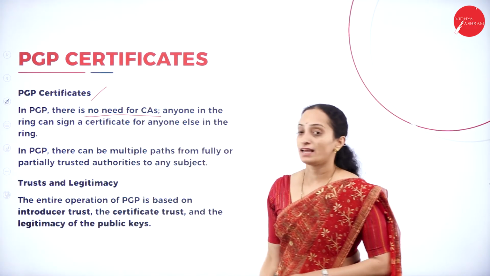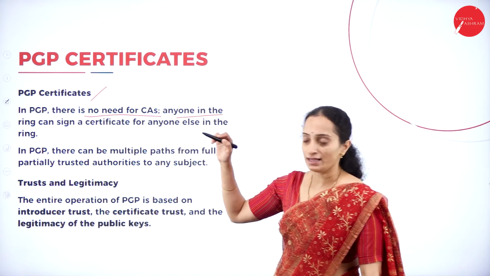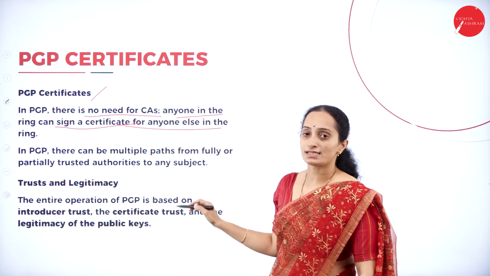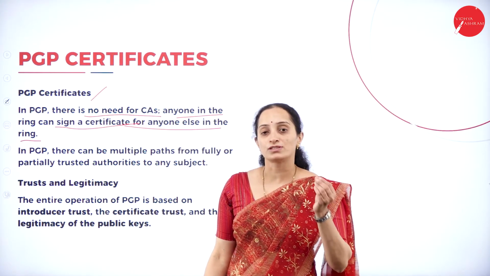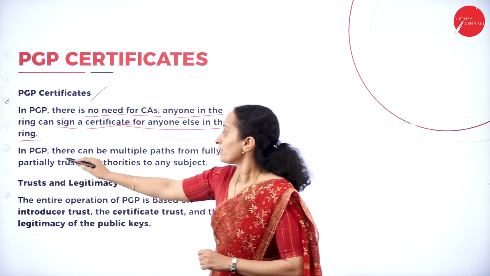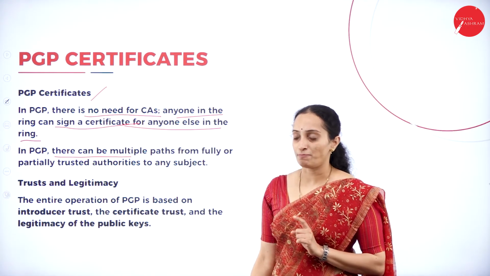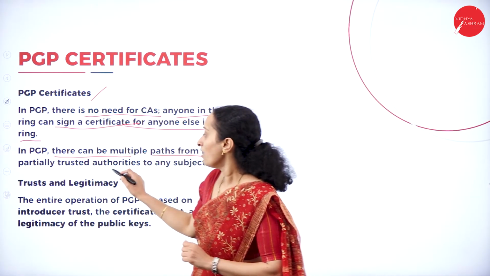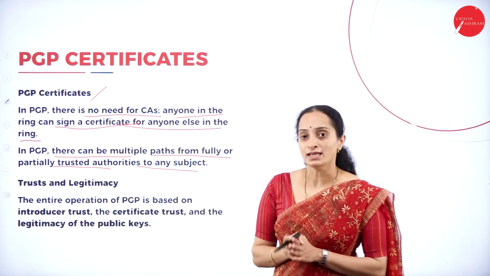Okay. Along with that, we have the PGP certificates. In PGP, there is no need for certification authorities or CAs. Anyone in the ring can sign a certificate for anyone else in the ring. There are public keys. You can use one public key to sign for another user. Okay. In PGP, there can be multiple paths. In X509, we have only one path. But in PGP, we have multiple paths from fully or partially trusted authorities to sign for any subject.